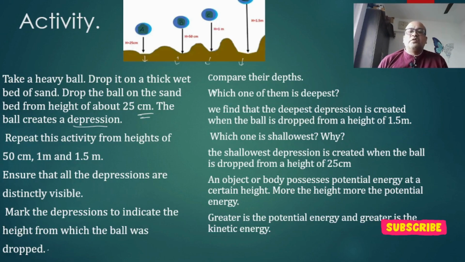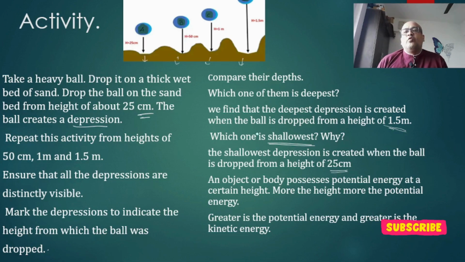Okay, a very simple activity. Now let's see what the observations are. Compare their depths. Which one of them is the deepest? Student, what do you feel? Which one will be the deepest? The one dropped from 25 centimeters or the one dropped from 1.5 meters? Absolutely right. We see that the deepest depression is created when the ball is dropped from a height of 1.5 meters. So which one is the shallowest? That will be 25 centimeters.